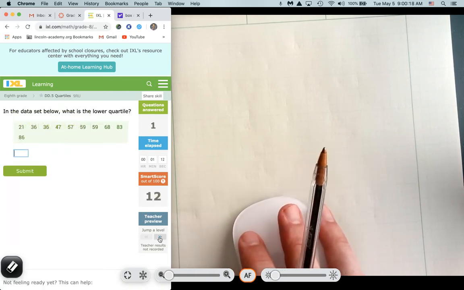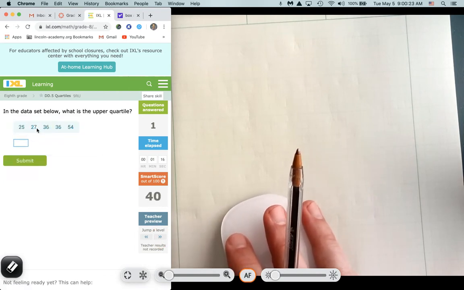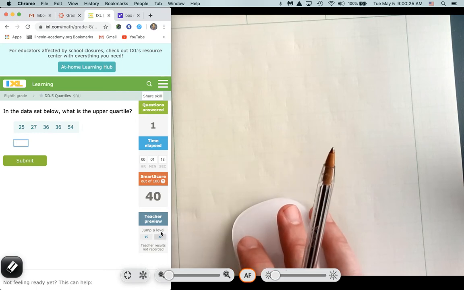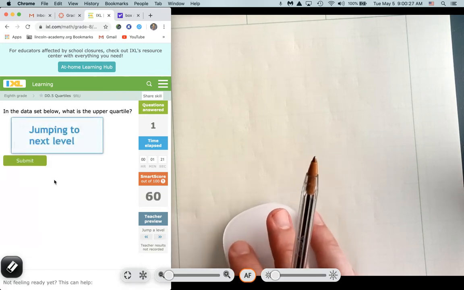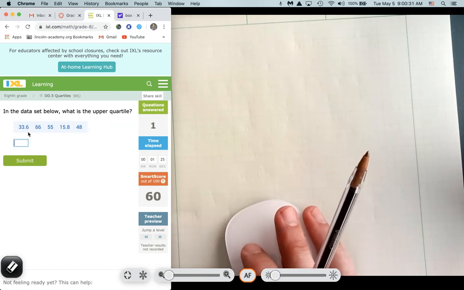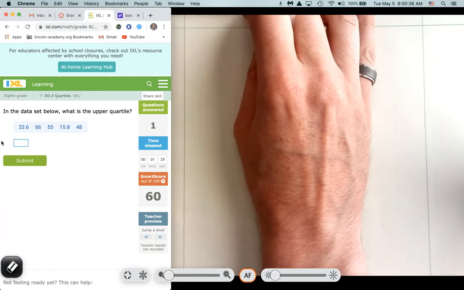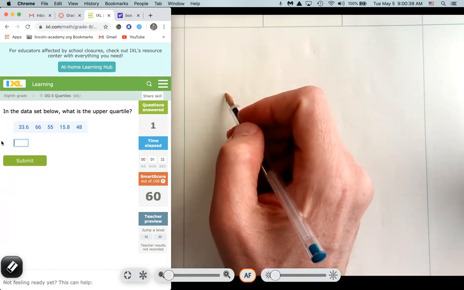So those should be pretty simple and straightforward because they're already written in ascending order from least to greatest. But when you get up higher, they're not going to be written in ascending order for you. So I'm going to skip that one and go to here. These are not written in ascending order. That's when you need to make sure you have a piece of paper, and I would recommend writing them down on a piece of paper.